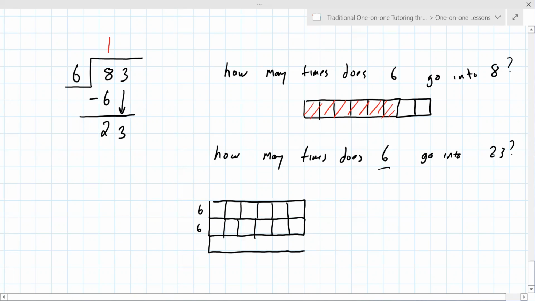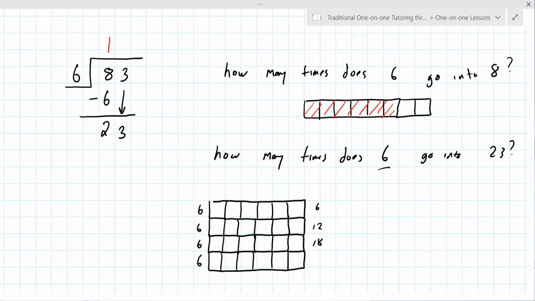Let's add another 6. How many 6s do we have now? 18. 18 total blocks. So that's 6, 12, 18. So let's do another 6. Now what are we up to? 23. No. Try again. 24. Good. Now that's too large.